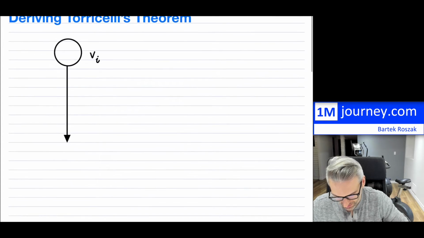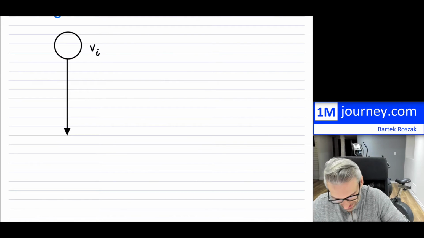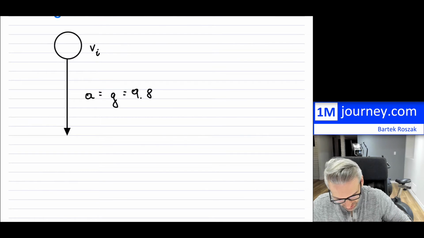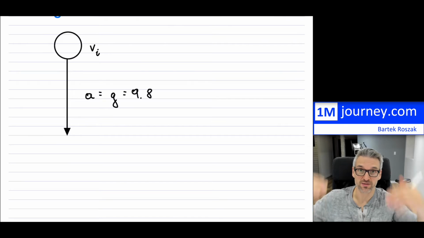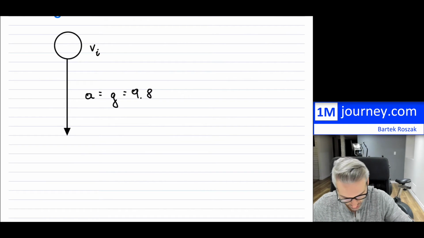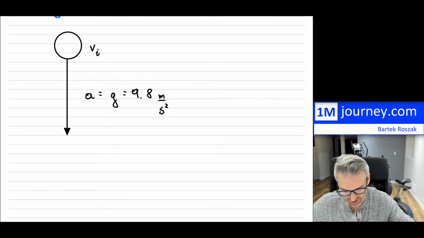this particular speed might be 0, but it might be some particular speed that this object is falling at. There is gravity pulling it down, so you're going to have g acting on this object, and we're going to assume that there is no resistance. So as it falls downwards, there is no resistance, and therefore gravity would be the acceleration that you have.